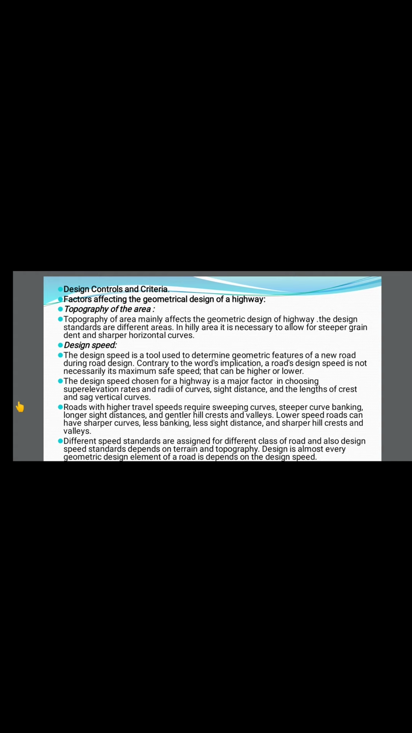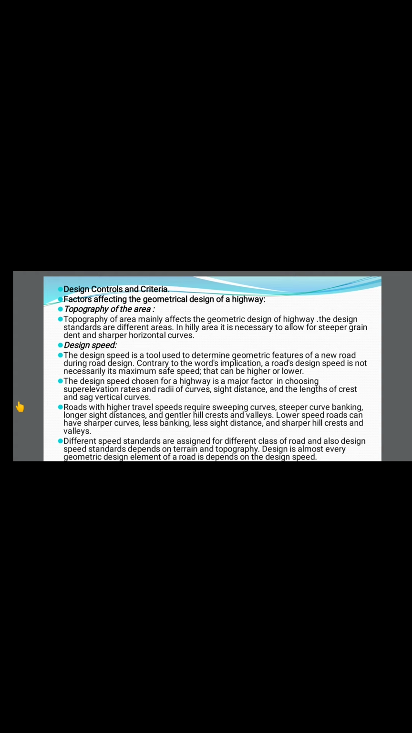Okay, design speed. Here, the design parameters that we have studied depend upon the topography of the area. In plain areas, it is very easy or convenient to provide all those factors, but in hilly areas we will have to provide steeper gradients and sharper horizontal curves.